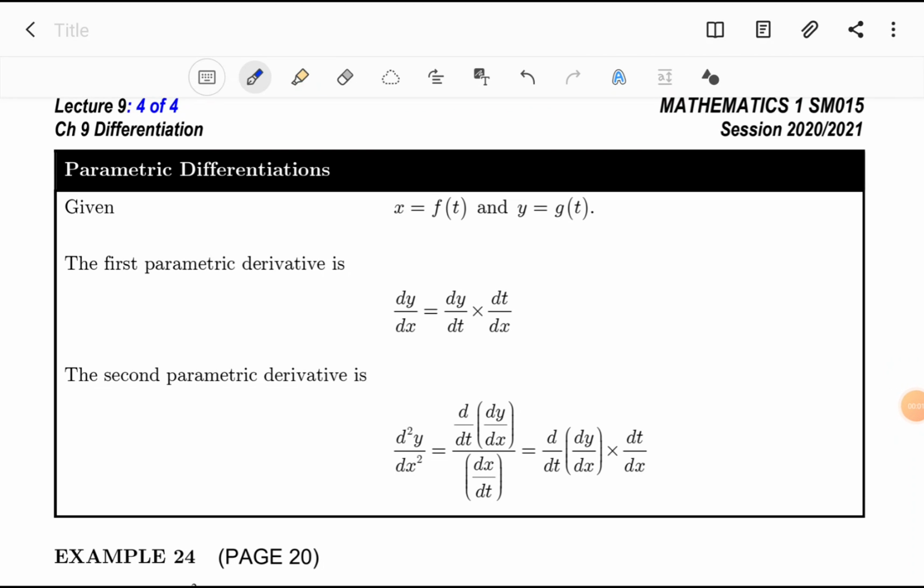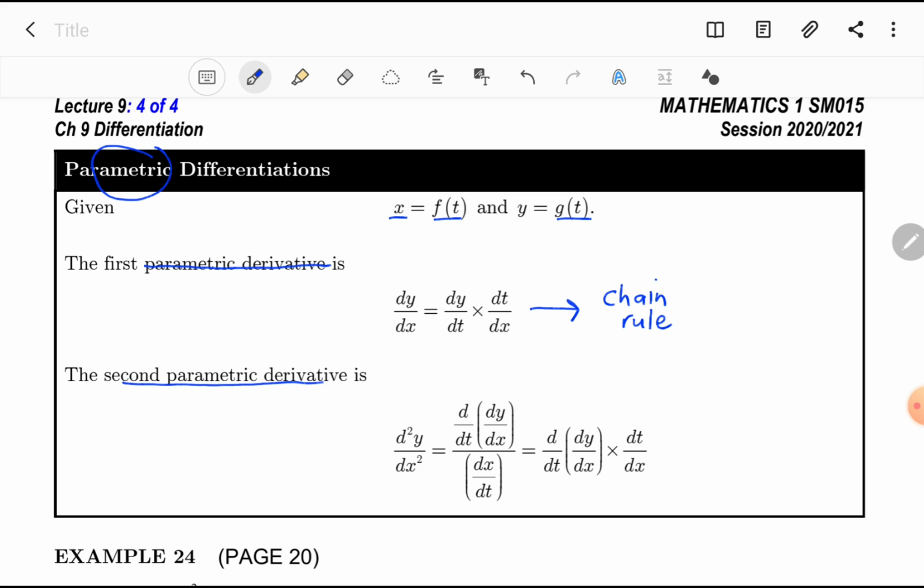The last part of this chapter is parametric differentiation. We have x in terms of t and y in terms of t, or x and y can be in terms of s, p, q, and so on. The first parametric derivative is dy/dx equals dy/dt times dt/dx. And you know that this is what we call the chain rule.